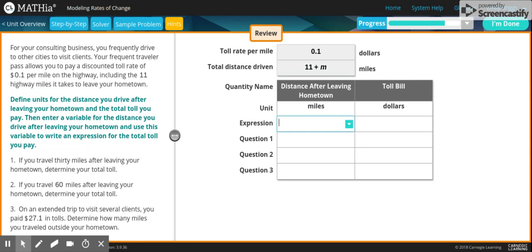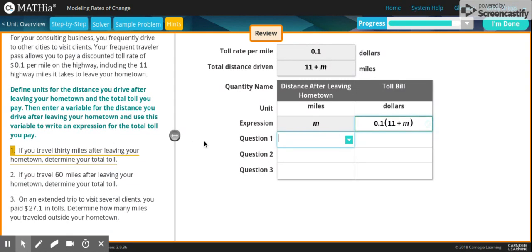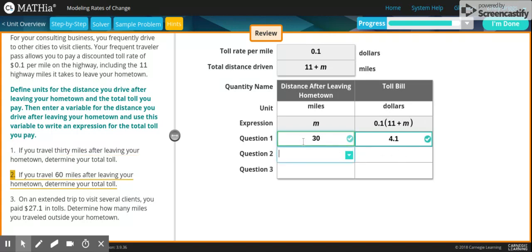So the expression again is always the variable, so M. And then again you multiply 0.1 because that's your multiplier, and then you put 11 plus M in parentheses. If you travel 30 miles after leaving your hometown, determine your total toll. So distance from leaving home would be 30, and it enters it for you if you put the M in first. If you travel 60 miles, you just enter 60.